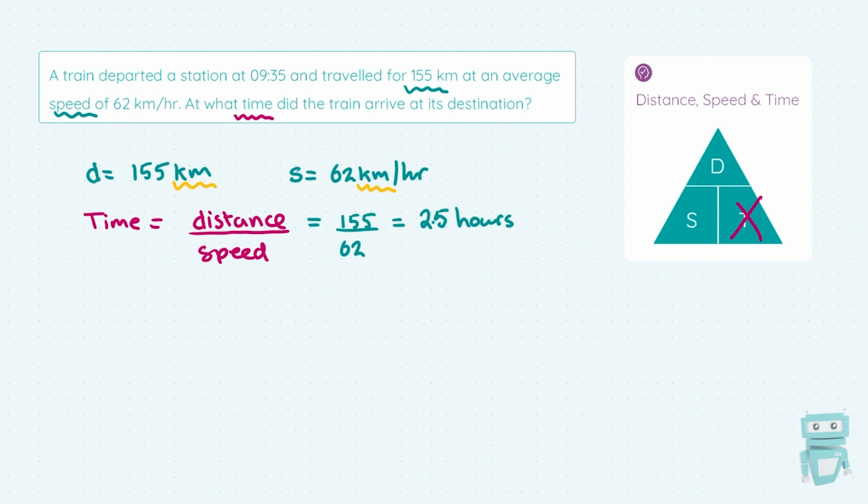So we know it took 2.5 hours for the train to travel this far, but we need to find the time at which it travelled to its destination. So if it left at 9:35 in the morning, I need to add 2.5 hours, or 2 hours and 30 minutes, onto this. So adding 2.5 hours onto 9:35, if we count up on our clock, we will get 12:05 as the arrival time. So you can see what we did here, folks. We wrote down what we had. We had D and S. We were looking for time T, so we wrote down our formula, subbed in our numbers, and got our answer.